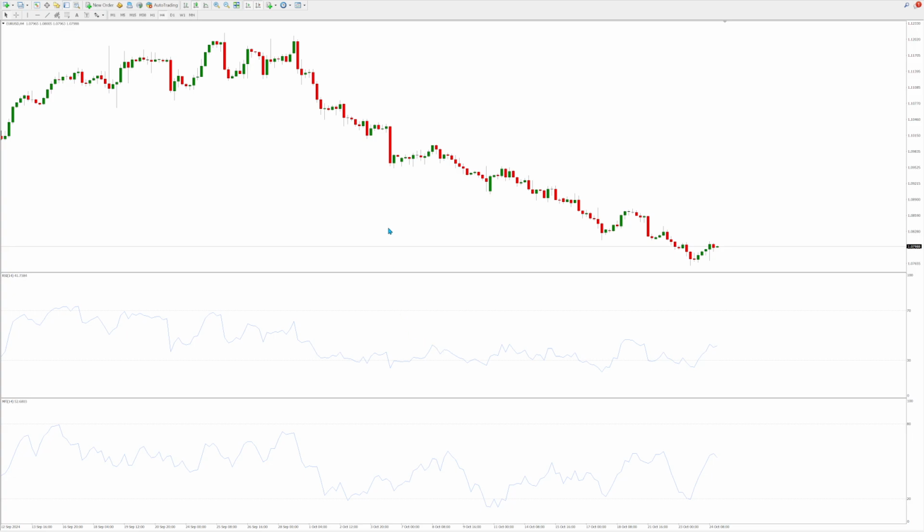This is a EUR/USD 4-hour chart in the MT4 trading platform. Here I have the RSI indicator loaded with the default settings of 14 periods, the 70 level and the 30 level, and I also have the MFI indicator with the default 14 periods and the 80 and 20 levels.